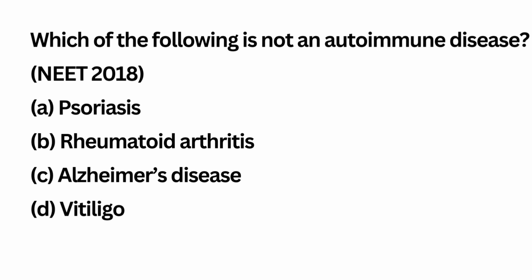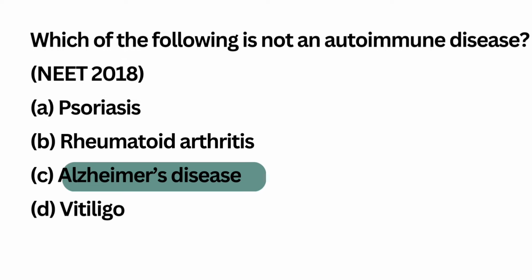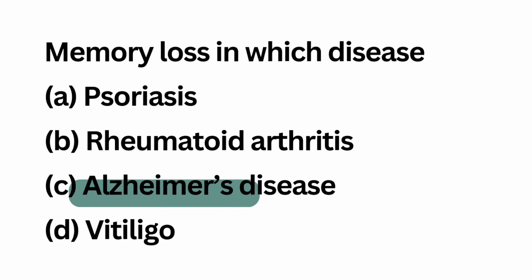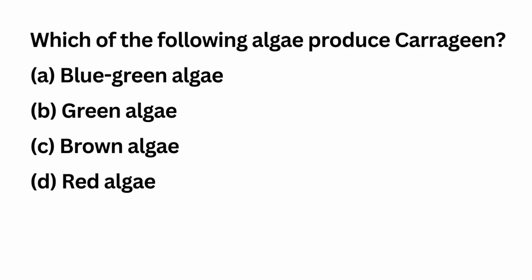Which of the following is not an autoimmune disease? Correct option C. Memory loss occurs in which disease? Correct option C. Which of the following algae produces carrageen? Correct option D.